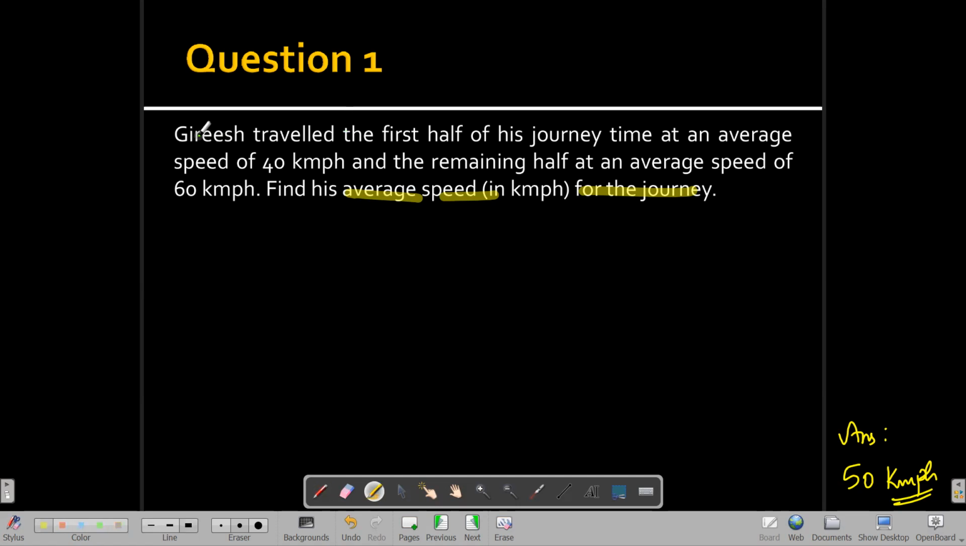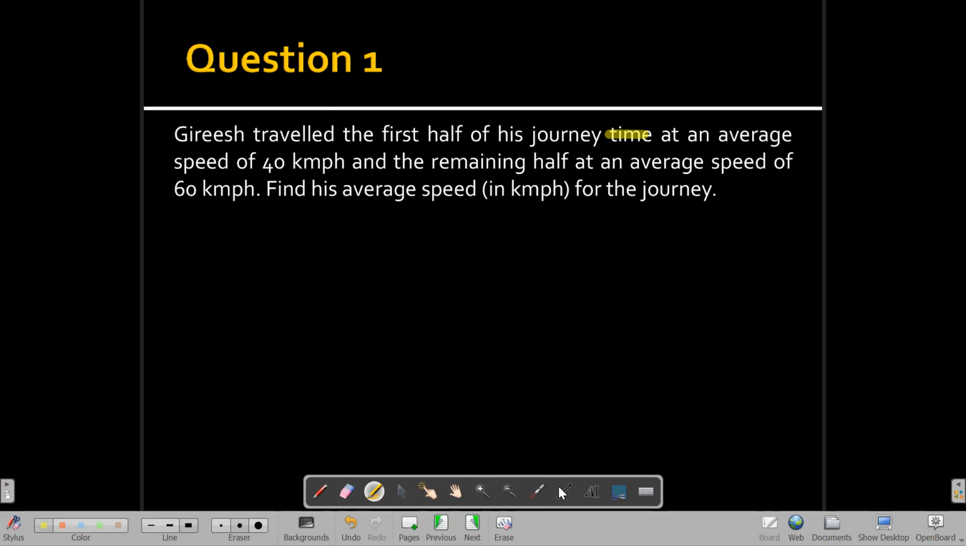It is given in the question that Girish traveled the first half of his journey time at an average speed of 40 kilometers per hour, and the remaining half at an average speed of 60 kilometers per hour. So, dear students, please tell me what is remaining the same in this particular question. The first half of the journey time is covered at an average speed of 40 kilometers per hour.